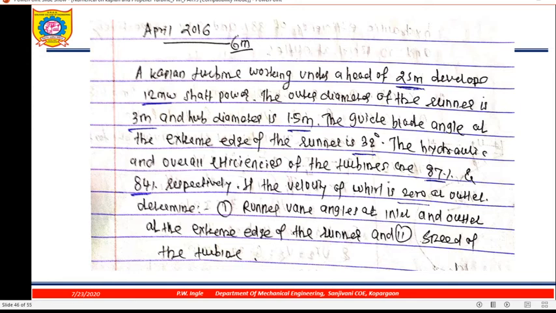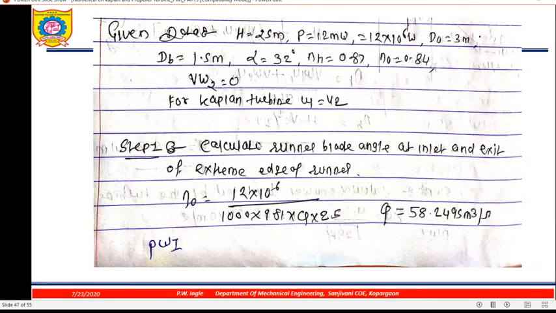A Kaplan turbine working under a head of 25 meter develops 12 megawatt shaft power. Outer diameter of runner is 3 meter, hub diameter is 1.5 meter, guide blade angle at extreme edge of runner is 32 degree, hydraulic and overall efficiencies are 87 and 84. Okay, so we'll go step by step. Calculate runner blade angle at inlet and exit at extreme edge.